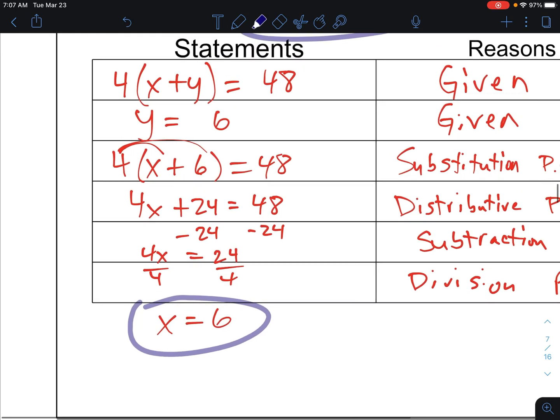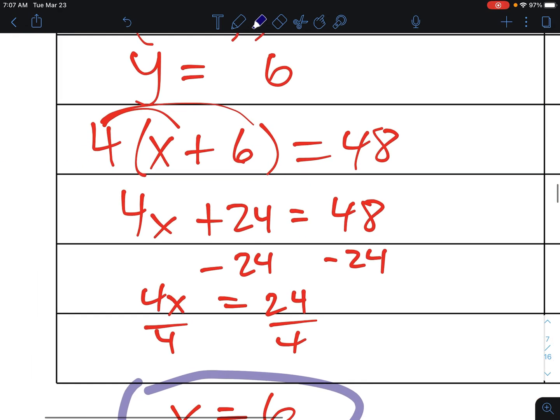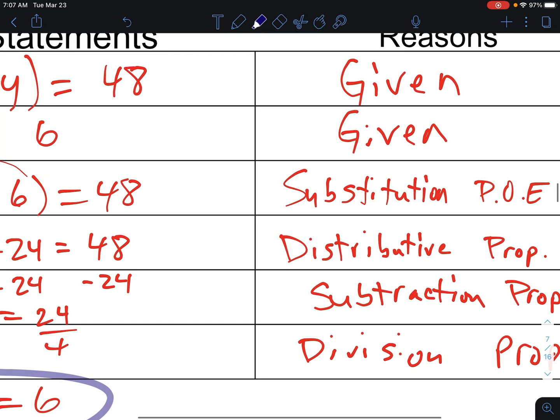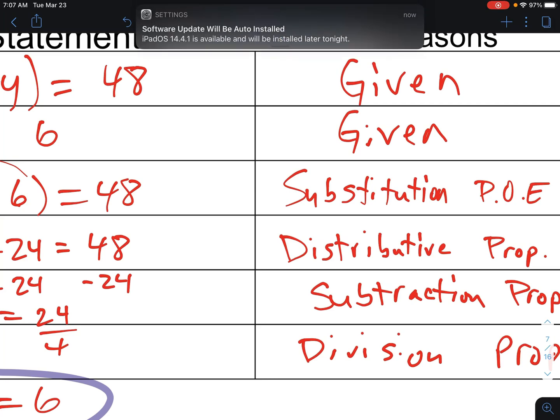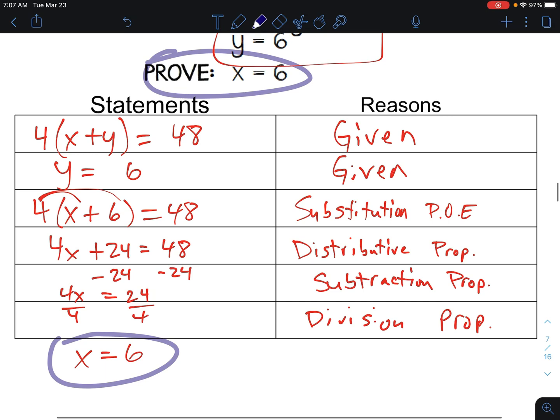So this was the order in which we did things. Now there's a couple different ways you could have done this problem, and then our reasons would be different. But the idea is we're going to solve the algebra, and then we're going to write the properties over in the reasons. So every time we do something, you have to have a meaning for it. You got to let me know what the meaning is, and that's going to go in the reasons.